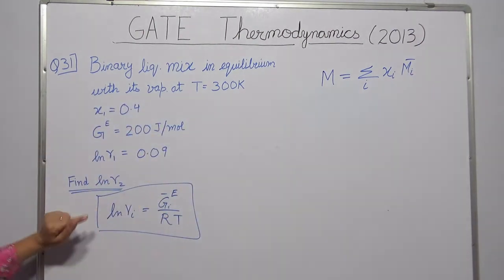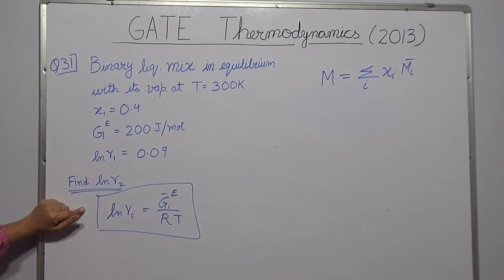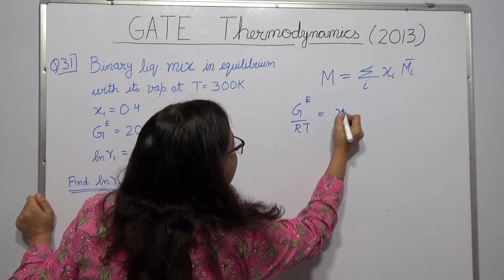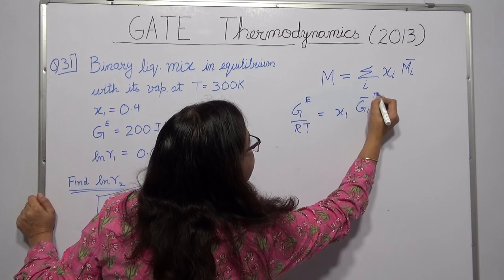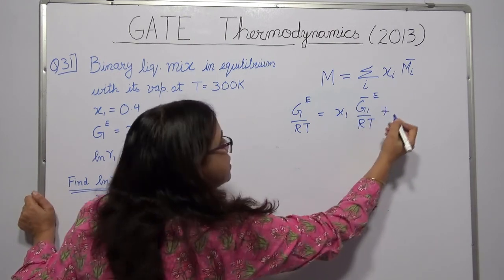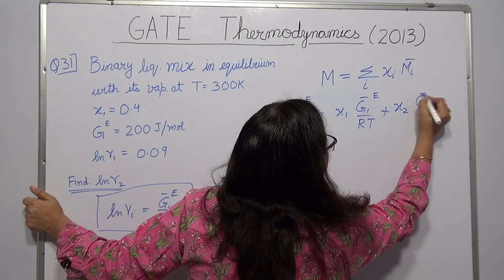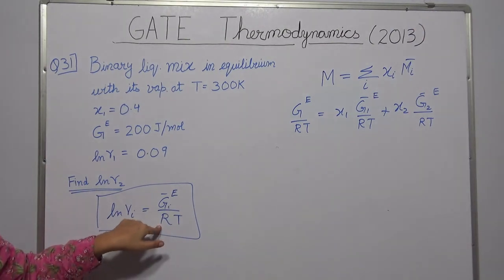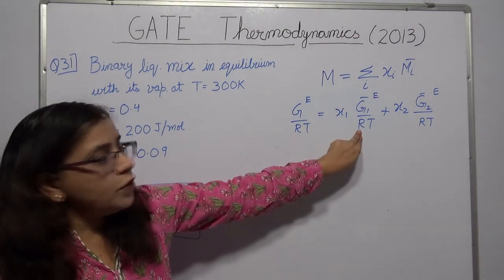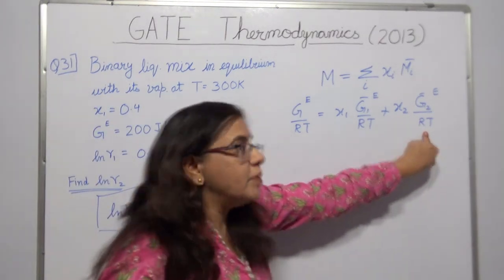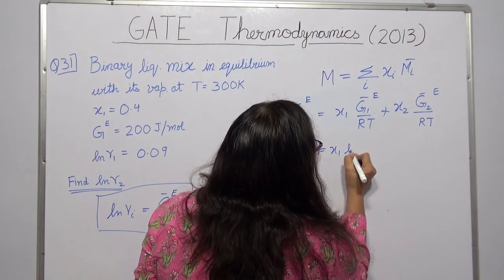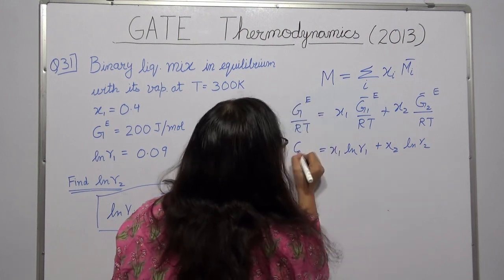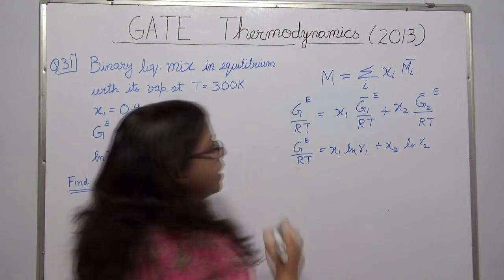Okay. So if I apply that summability relation, then I can write that GE by RT is equal to x1 G1 bar E by RT plus x2 G2 bar E by RT. Okay. That is how I can write. But I know that this thing is equal to ln gamma 1 and this thing is equal to ln gamma 2. So I can write that x1 ln gamma 1 plus x2 ln gamma 2 is equal to my excess Gibbs free energy divided by RT.